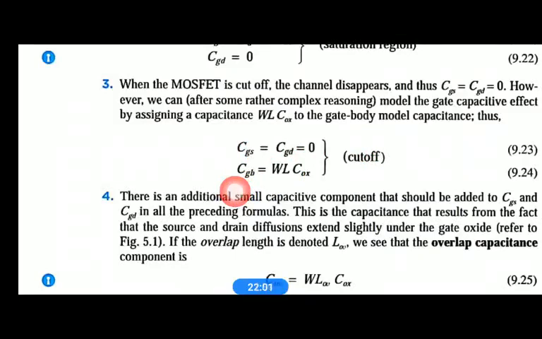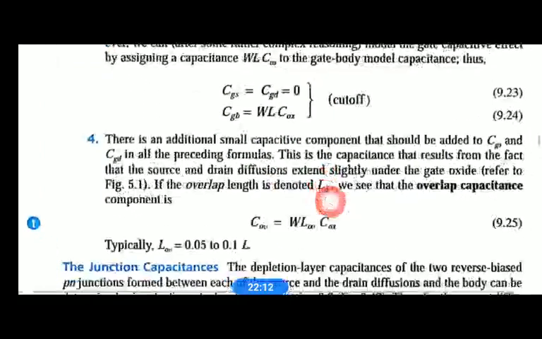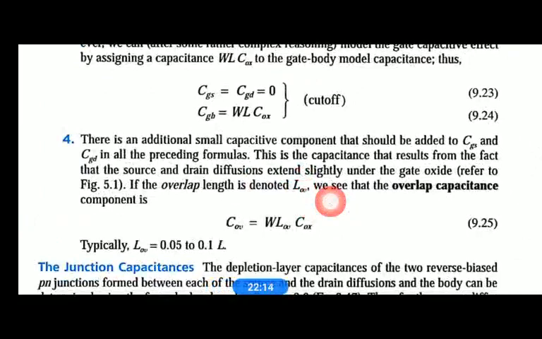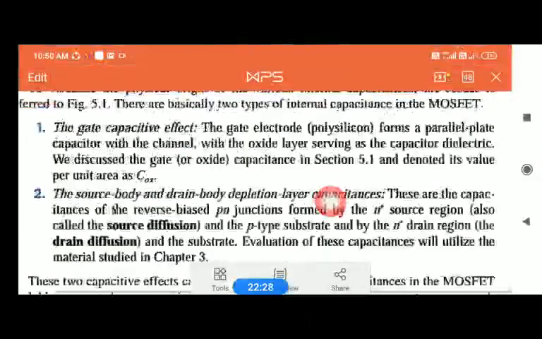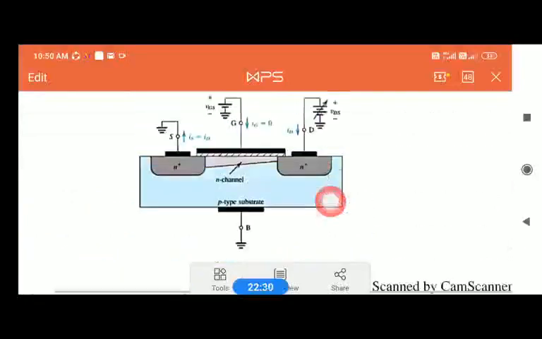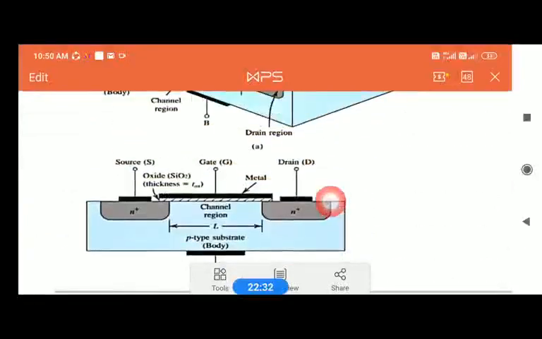Understood? So the total capacitance formed by the gate and body, when there is a cutoff, is W into L into COX. Then there are two overlap capacitances. This overlap capacitance is formed because the source and drain slightly overlap this total capacitance. You see here.